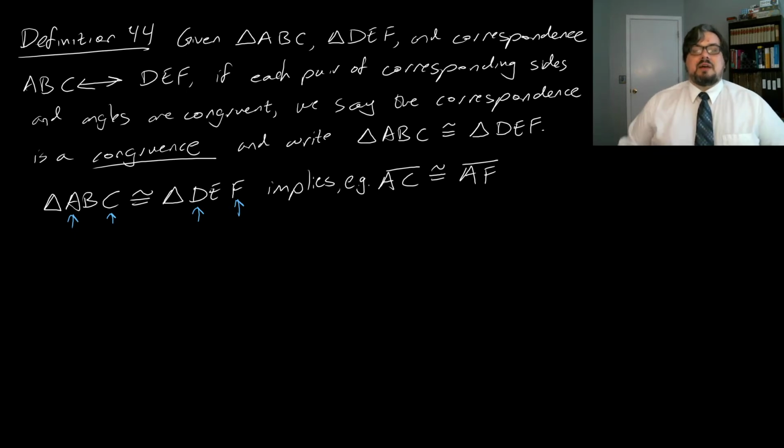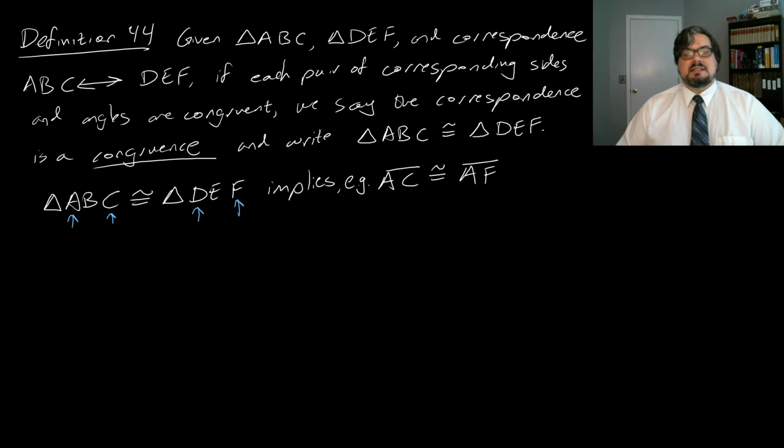Now, you may remember that we have various theorems regarding congruence. Congruence on its own says that we've got 6 separate congruences. 3 segments are all congruent to one another, and 3 angles are all congruent to one another. But the fact is that we don't actually need all 6 of those. We don't need to prove all 6 of those in order to know that a triangle is congruent.